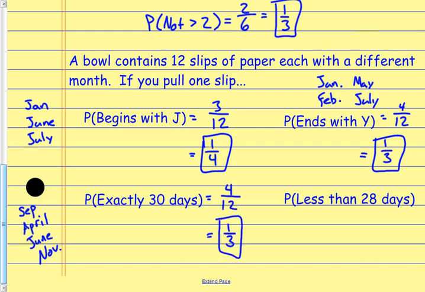Okay? If I look at this one, the probability that has less than 28 days in it, well, there is no month that has less than 28 days in it. They all have 28 or more. So there are 0 months that are going to fit that criteria out of the 12 total, which means there is 0 chance that I will pull out a month that's got less than 28 days total in it. Okay?